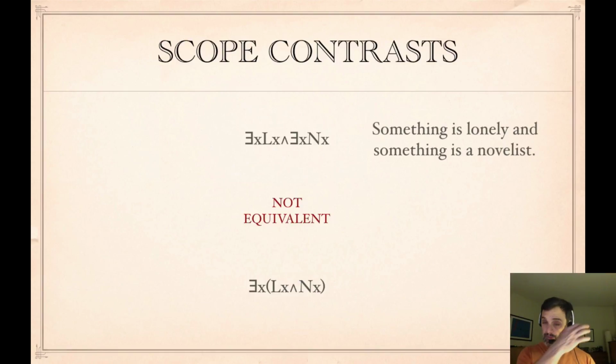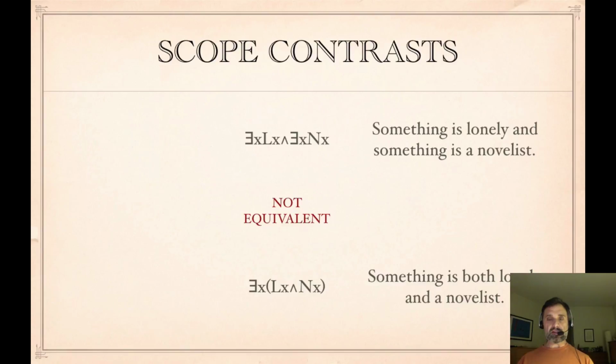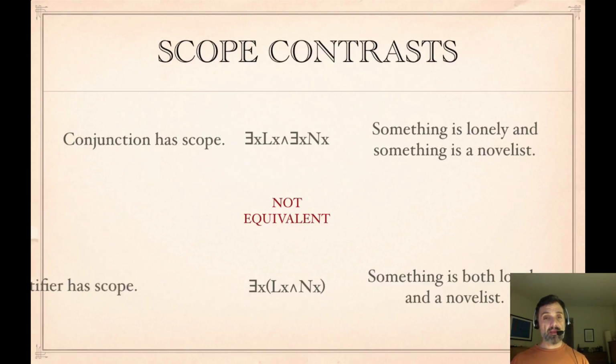Well, basically, the first says that something is lonely and something is a novelist. There's a thing such that it's lonely, and there's a thing such that it's a novelist. The second says something is both lonely and a novelist. So in the top one, the conjunction has scope. It's a conjunction of two existential quantifications. In the bottom one, the existential quantifier has scope. It's an existential quantifier of a conjunction.